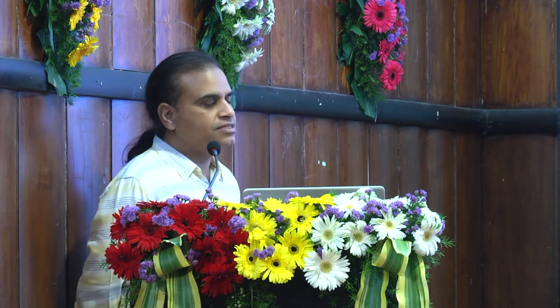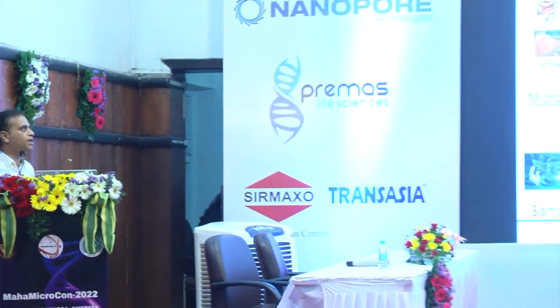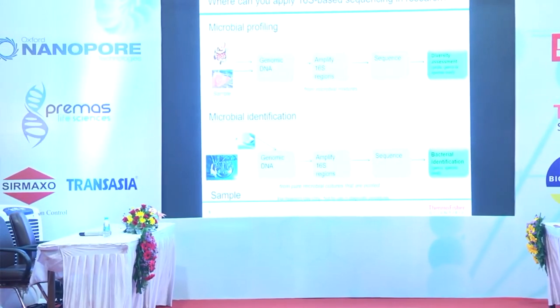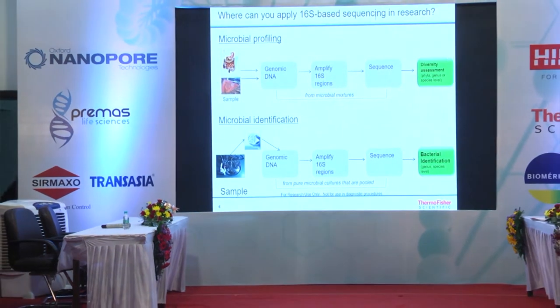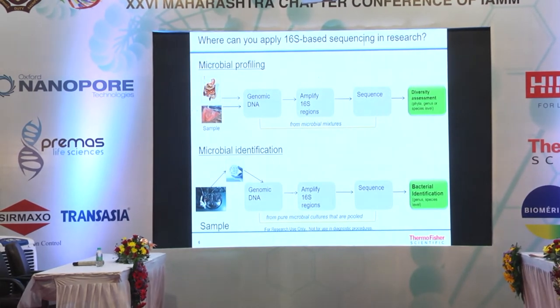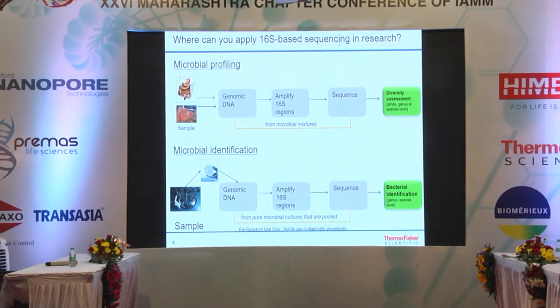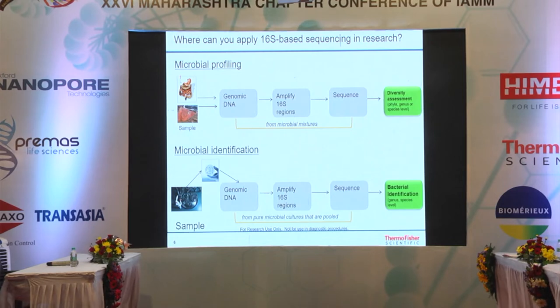Where can we apply 16S-based sequencing research? One is microbial profiling. If you have a gut microbiome from genomic DNA, the workflow will be to amplify your 16S regions, then sequence and do the diversity assessment through our dedicated pipelines for microbial profiling. If you have environmental samples, then you go for microbial identification: isolate the DNA from the environmental sample, amplify your 16S regions, sequence, and then use our dedicated pipelines for bacterial identification. The difference between the two is that the first works from microbial mixtures, and the second requires pure microbial cultures pooled from different sources.